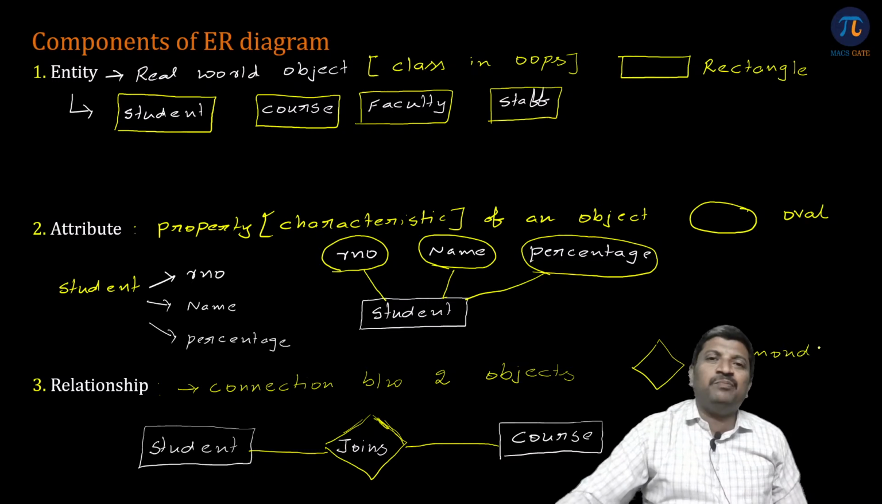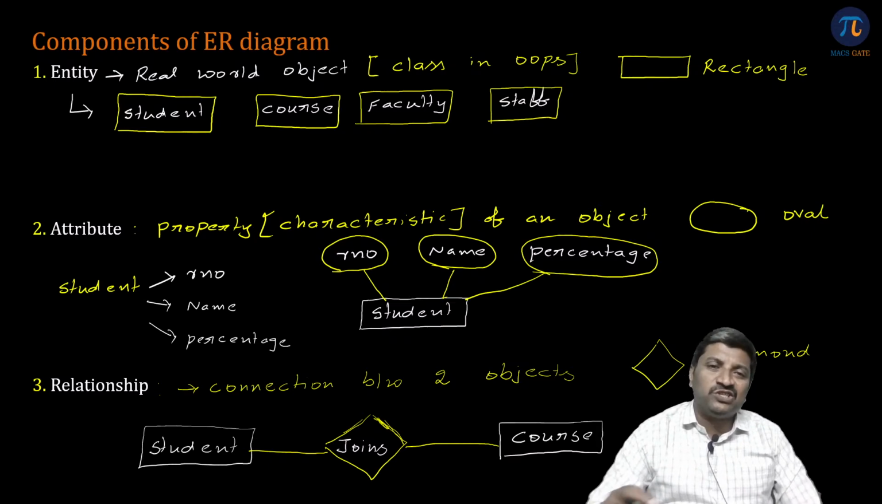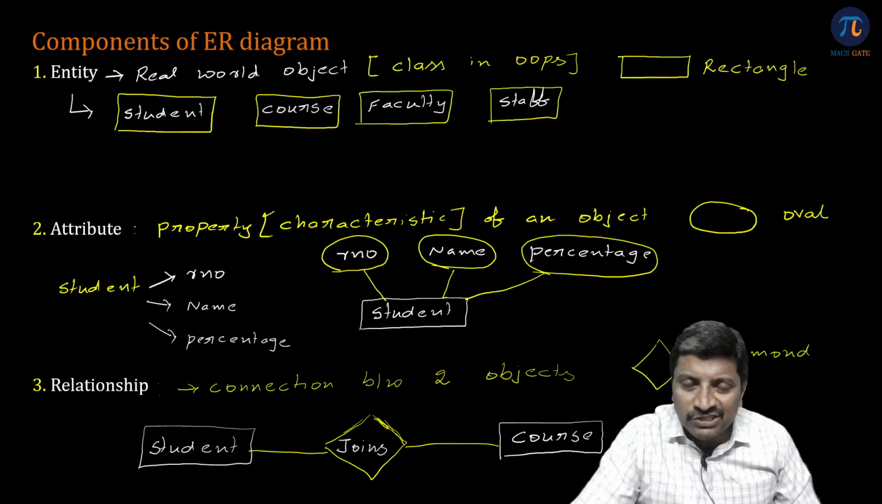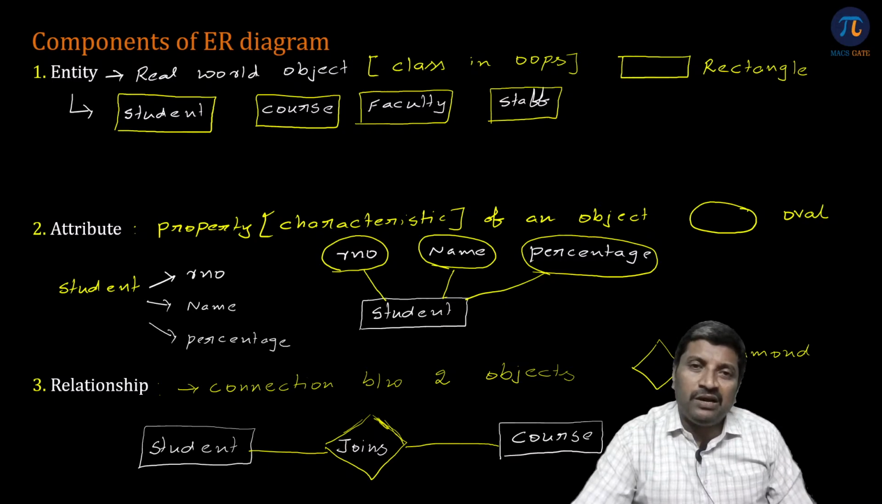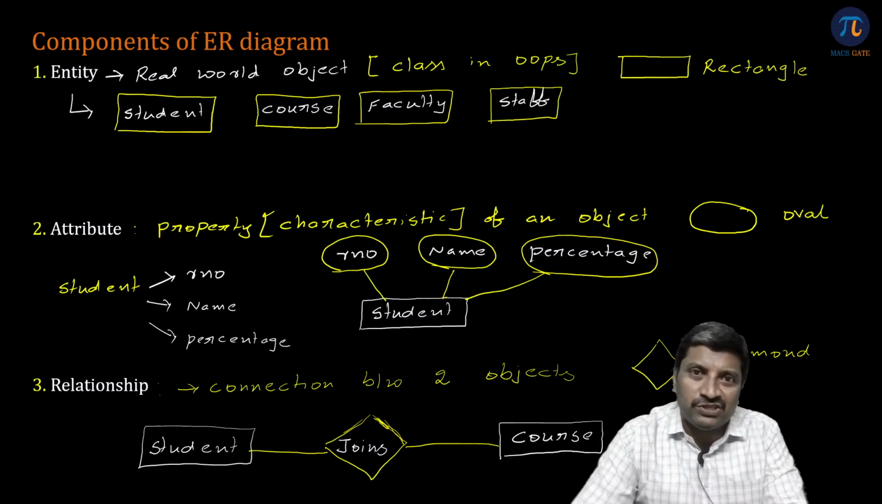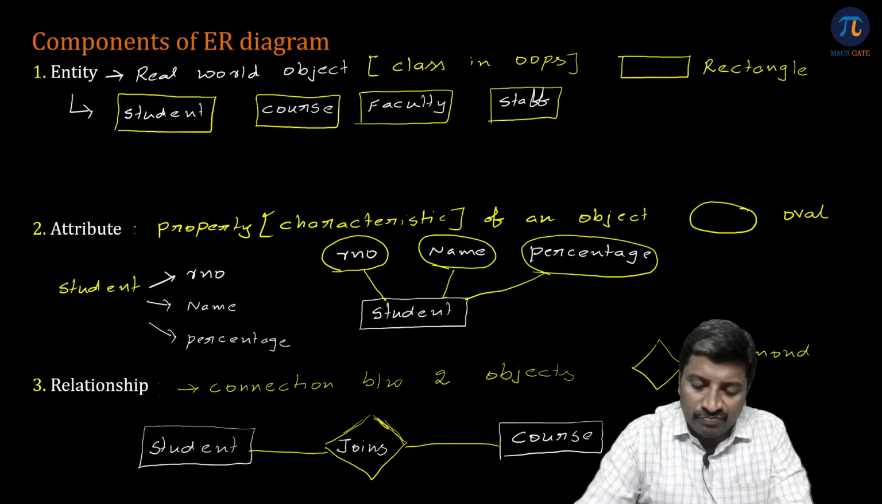So these are the three main components of the ER diagrams. We need to know at least these three. What are the objects I need to consider? What are the properties of each and every object in the database? And what is the connection between the objects? If you are very clear about these three details, the database design is very clear and easy.